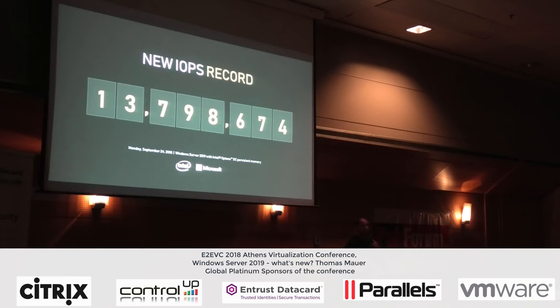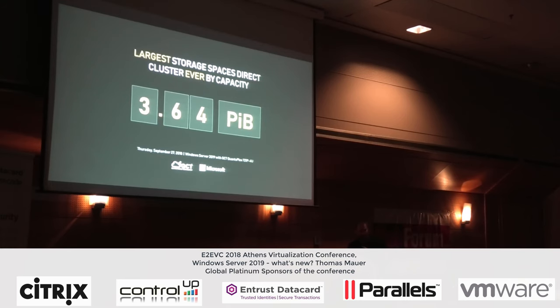Obviously, you need the right hardware to deliver, right? There's always only that much performance you get out of hardware. But now with Windows Server 2019, and the right hardware configuration, you can get insane amounts of performance in a single cluster. They also have now the largest systems for Storage Spaces Direct with 3.6 petabytes, and software-wise, they would support up to 4 petabytes of storage in a single rack.